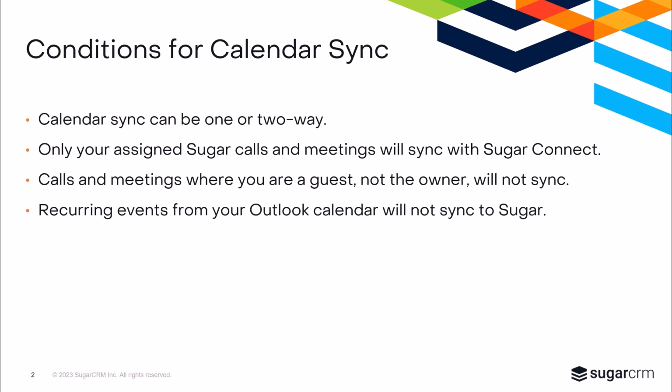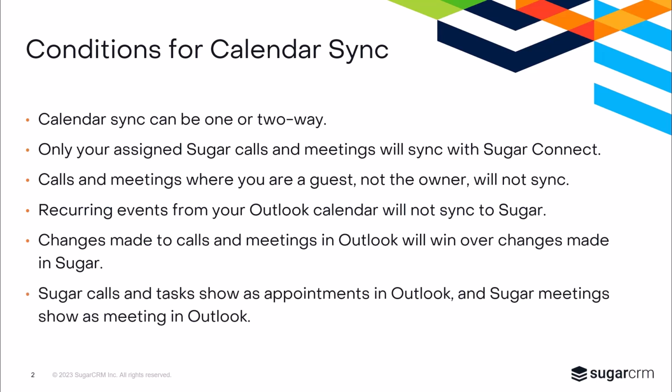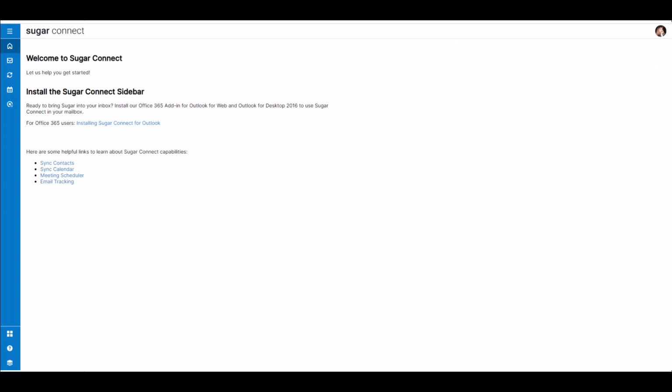In the case of a conflict between synced events, the external calendar's changes are going to win over any changes made in Sugar. Lastly, Sugar calls and tasks will become appointments in Outlook, and Sugar meetings will be created as meetings in Outlook. Now that we've reviewed the rules, let's go ahead and set up our calendar sync.